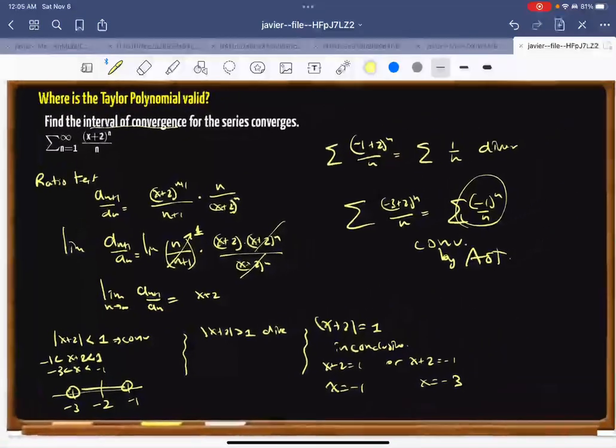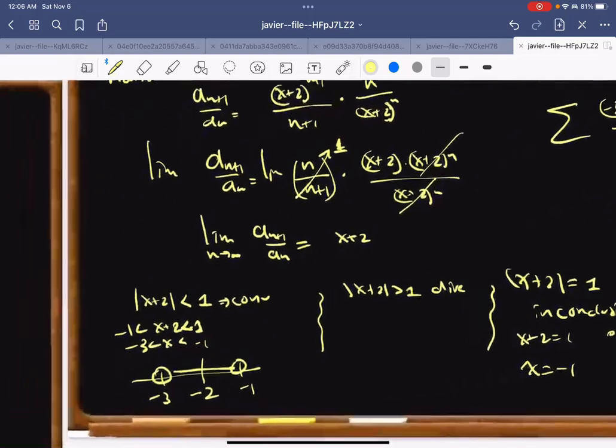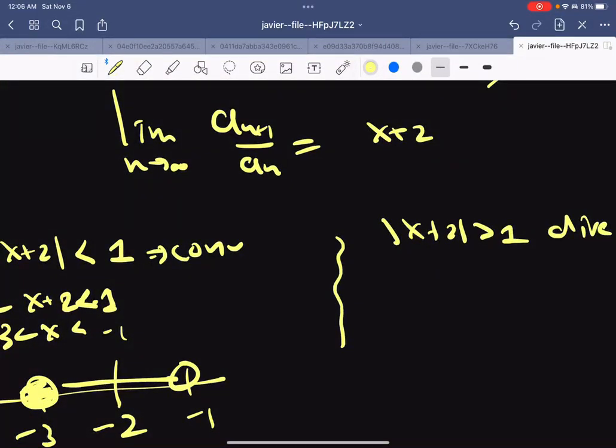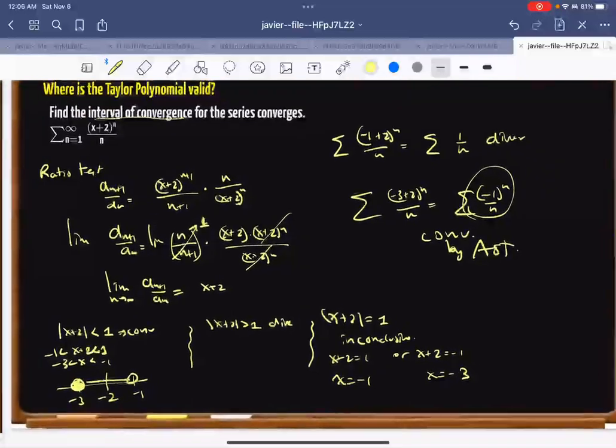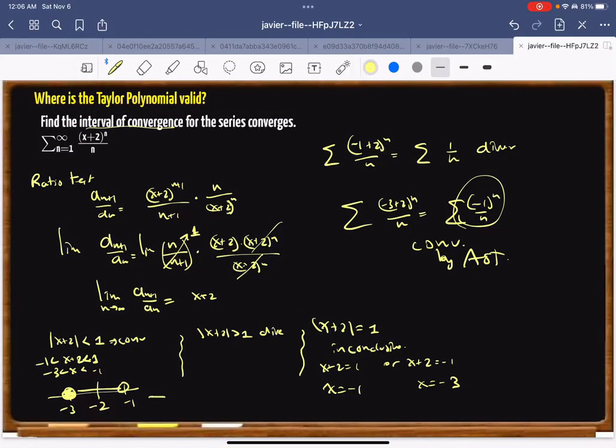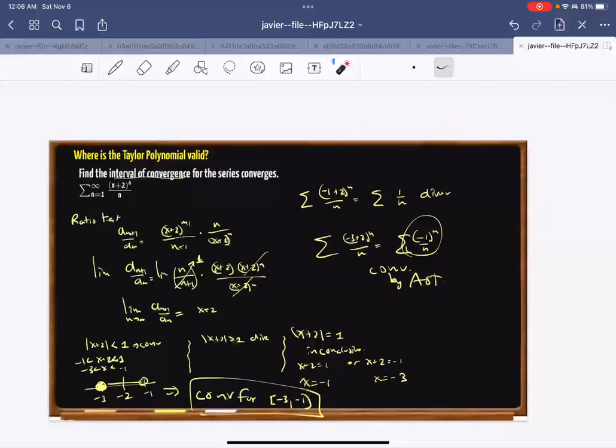And so that would give me the following situation. This one works right here, and this one does not. So the interval of convergence would be: converges for the x's that are between negative 3 and negative 1, not including the negative 1, but including the negative 3. Okay? That's how you figure out for which x's it converges. You're basically just practicing all the other tests that we've learned with a variable x in there, and you figure out which values of x make it work.